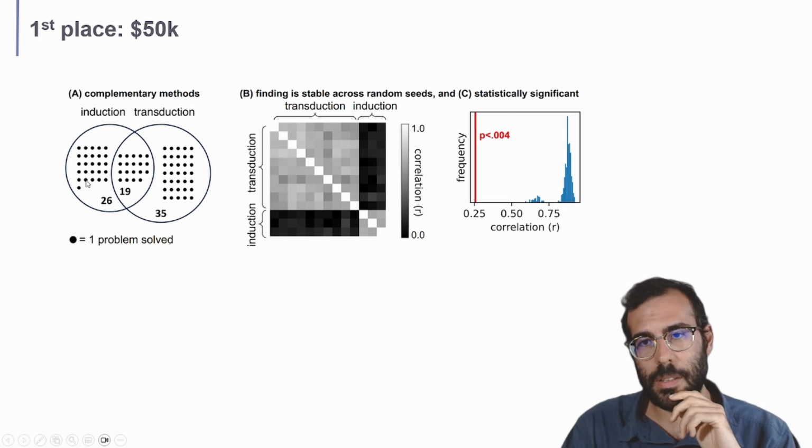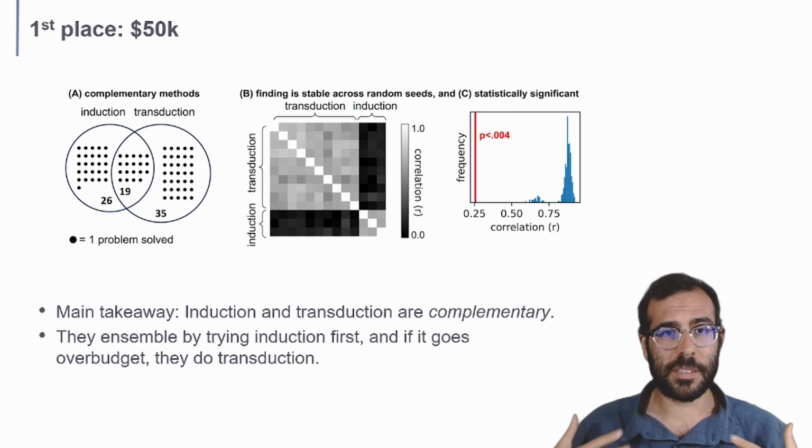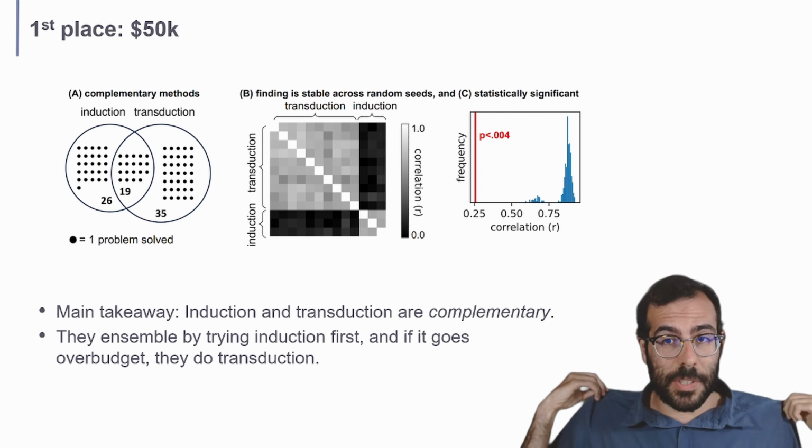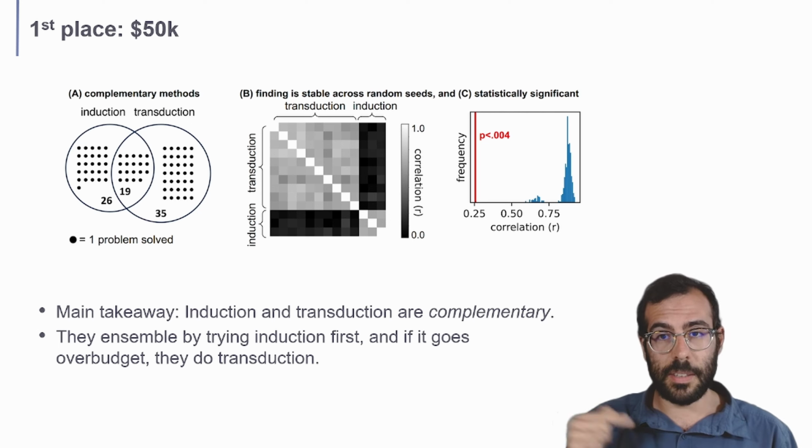So why is this important? This is important because it points to a very simple and quite effective strategy for solving our tasks. First, you try induction. And the nice thing about induction is that you can check on the training data, on the examples, if you got the program right. So you try this as much as you can. And then once you're running out of time, you just do transduction once.